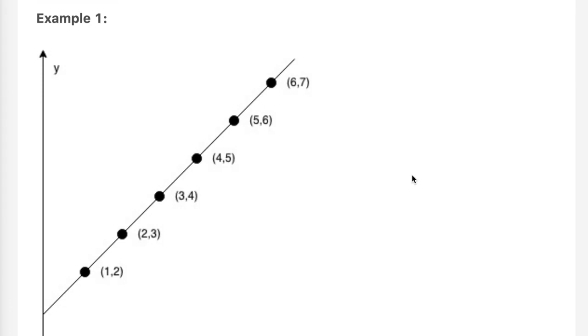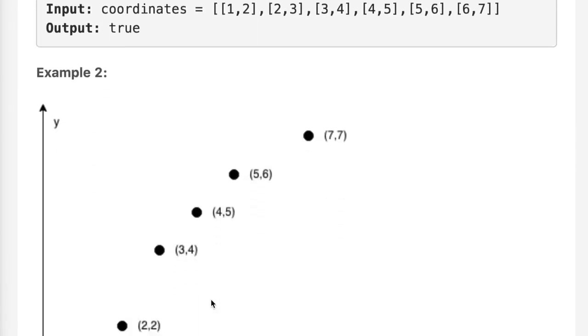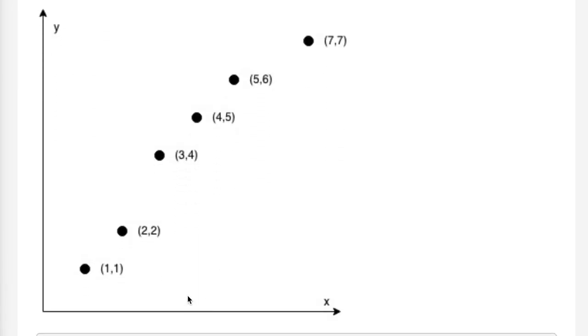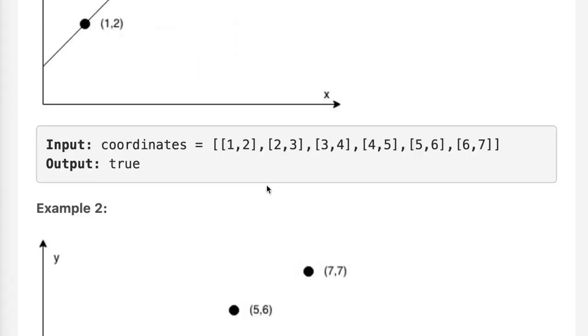If we look at example number 1, we can clearly see this is a straight line, and so the answer is true. And if we look at example number 2, we can see this is not a straight line, so the answer is false. Let's move on to pen and paper and see how we can solve this question. After that, we will see the code.